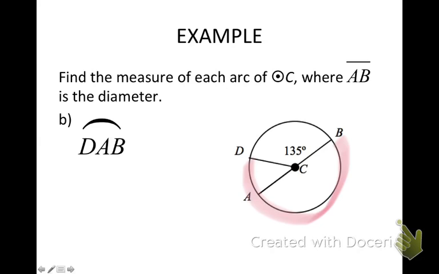Tell me the thought process that's going on in your head. What are you doing right now? Right, so if this arc is everything but this arc, if I do 360 minus 135, so 225 degrees would be the arc DAB. Okay.